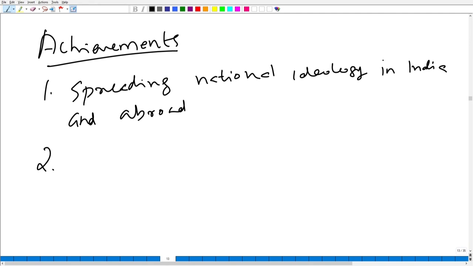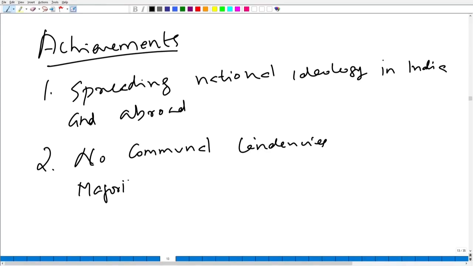Secondly, we come across the fact that there were no communal feelings among the leaders of the Gadhar party. Even though the majority of them were from the Sikh community, they accepted people belonging to non-Sikh communities.